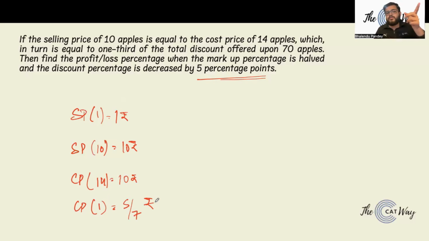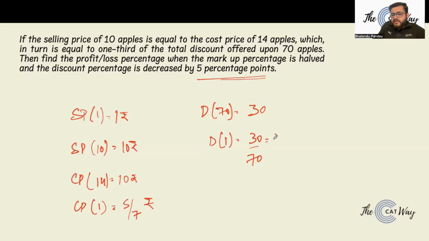And this 10 rupees is equal to 1/3 of the total discount offered on 70 apples. So discount offered on 70 apples would be what? 30 rupees. So discount offered on 1 apple would be what? 30 divided by 70, that is 3 by 7. 3 by 7 is the discount offered, right? Now, see, selling price plus discount gives you the mark price. So we can calculate the mark price, right? So mark price would be 1 plus 3 by 7. That is, mark price is nothing but 10 by 7, right? 10 by 7 is my mark price, correct?